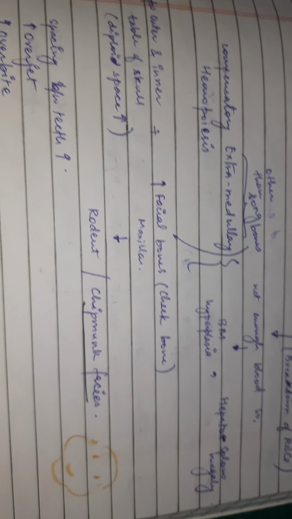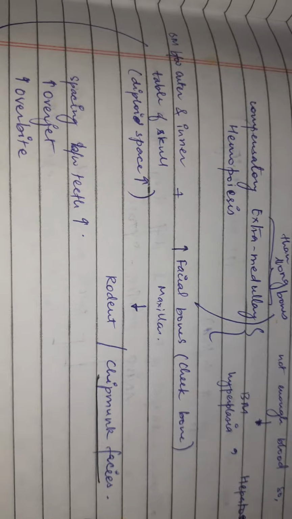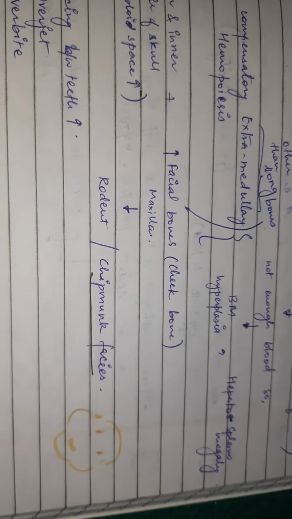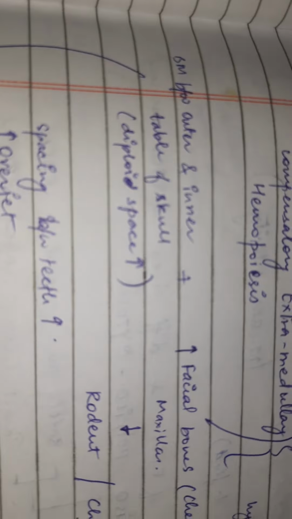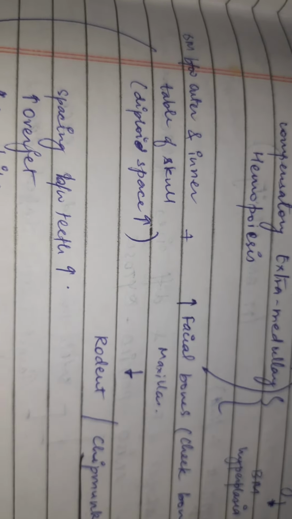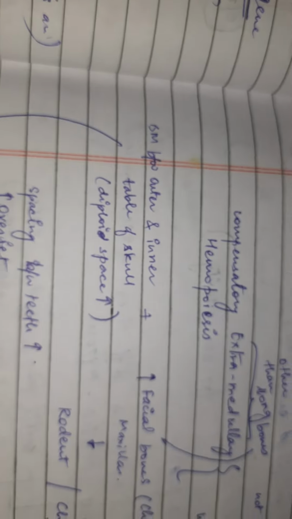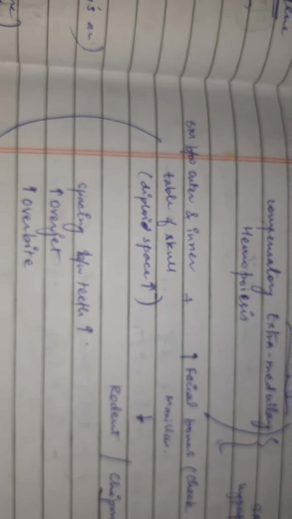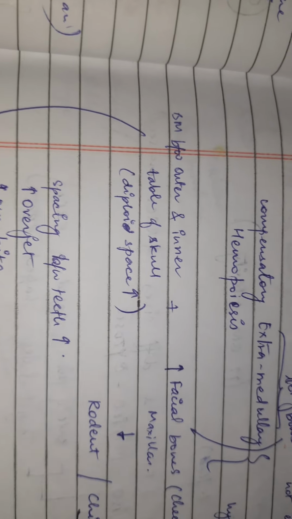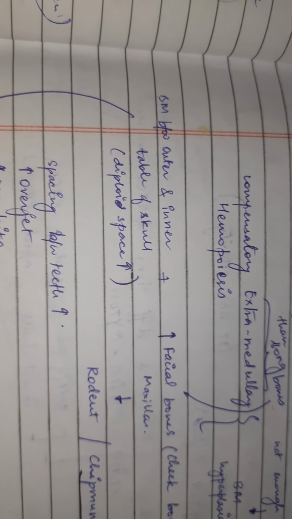Okay, facial bones increase, the cheek bones and maxilla, so rodent or chipmunk faces can occur. Bone marrow, I'm again and again calling BM basement membrane. I don't know why, but I studied basement membrane in more detail than bone marrow. The bone marrow between the outer and inner table of the skull, the diploic space, will increase.